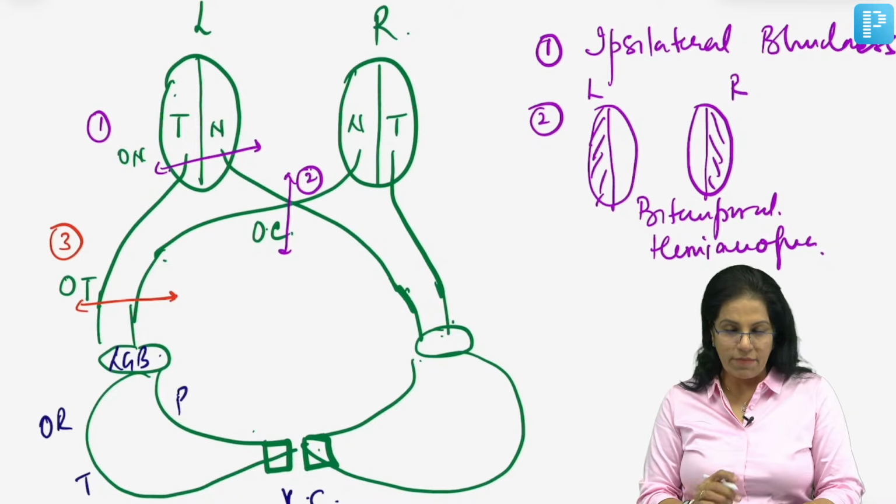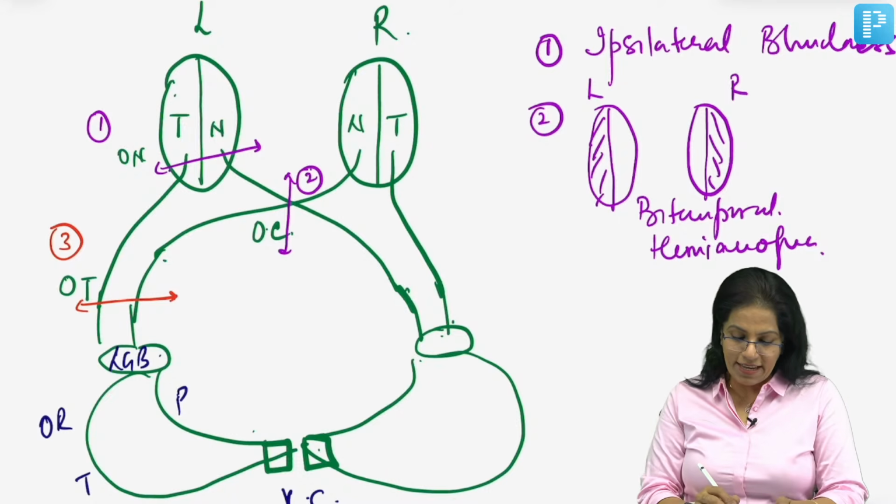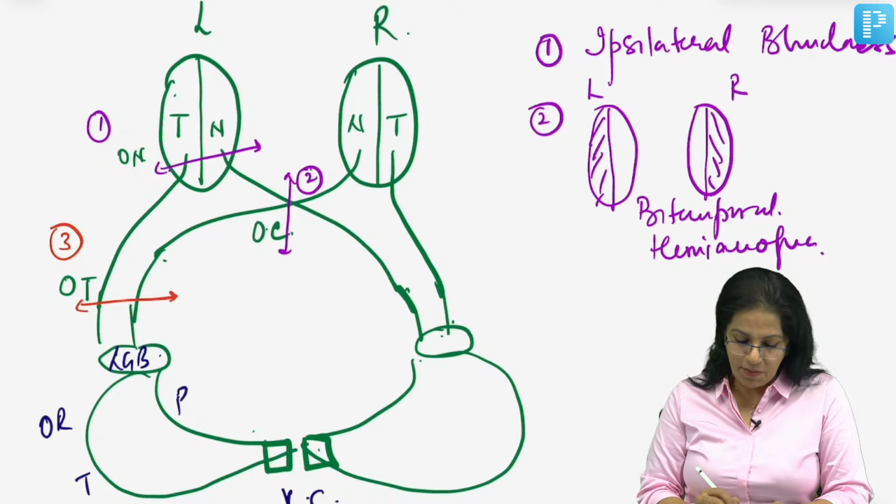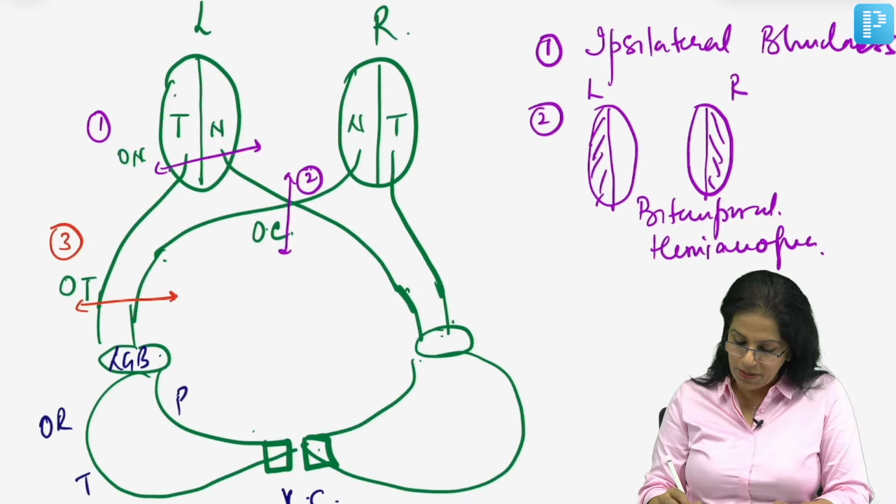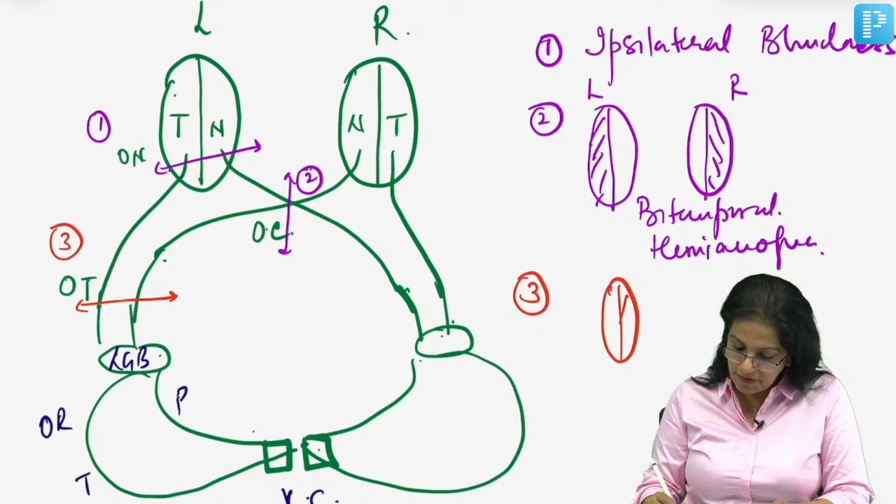One eye, right, if I am talking about the left sided lesion, the right side what is gone? Nasal fibers. Left side what is gone? Temporal fibers. So, what is the field defect? Naturally, left side will be the nasal field defect and right side will be temporal field defect.